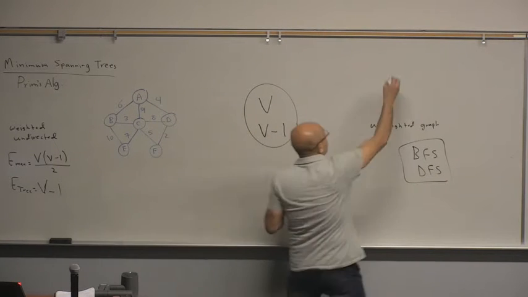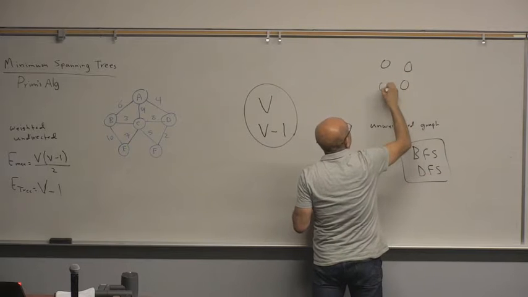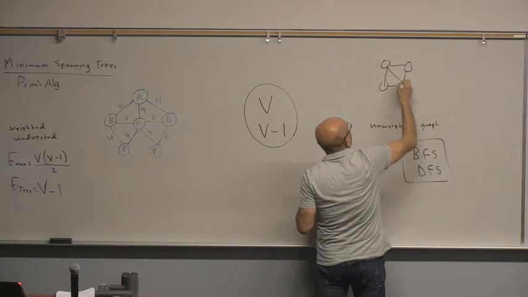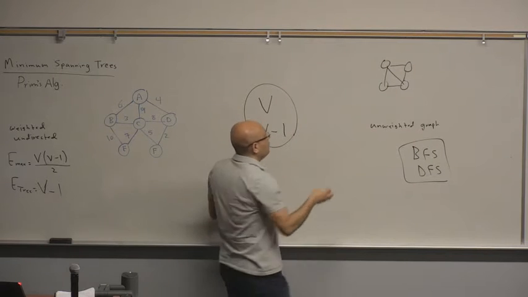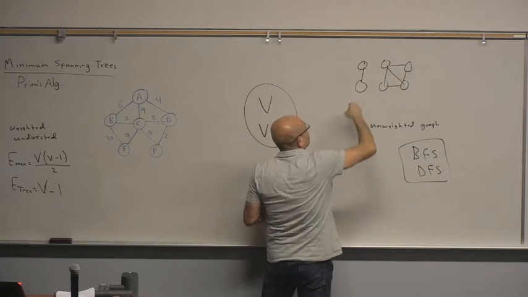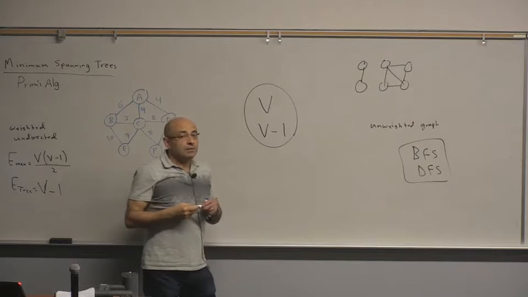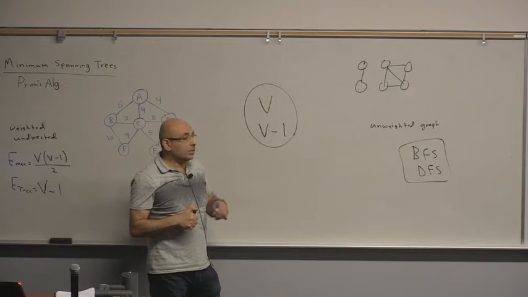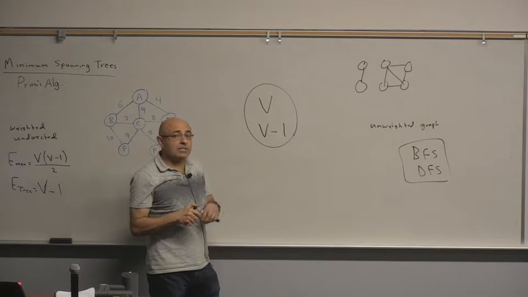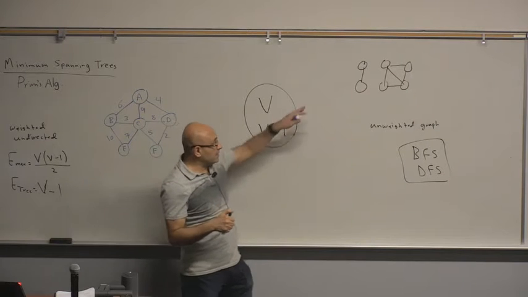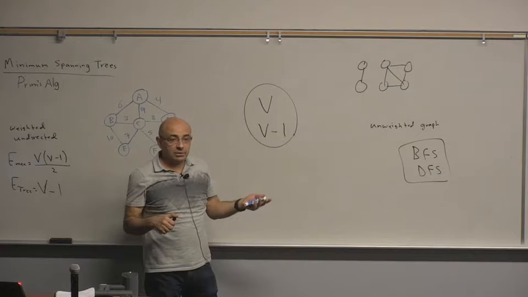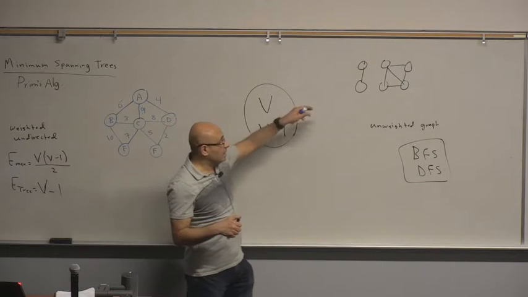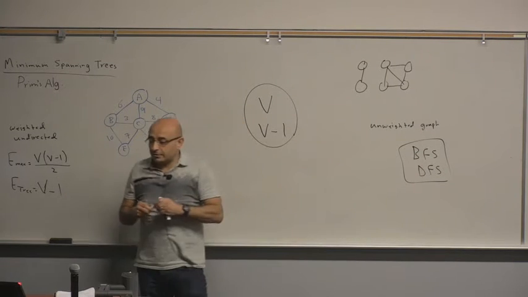So if you have vertices like this, you will find a tree that connects them. But if you have vertices like this that are disconnected, there is no tree that connects all of them. So there is no spanning tree for a set of vertices that are disconnected. You can find a minimum spanning tree only if the vertices are connected.